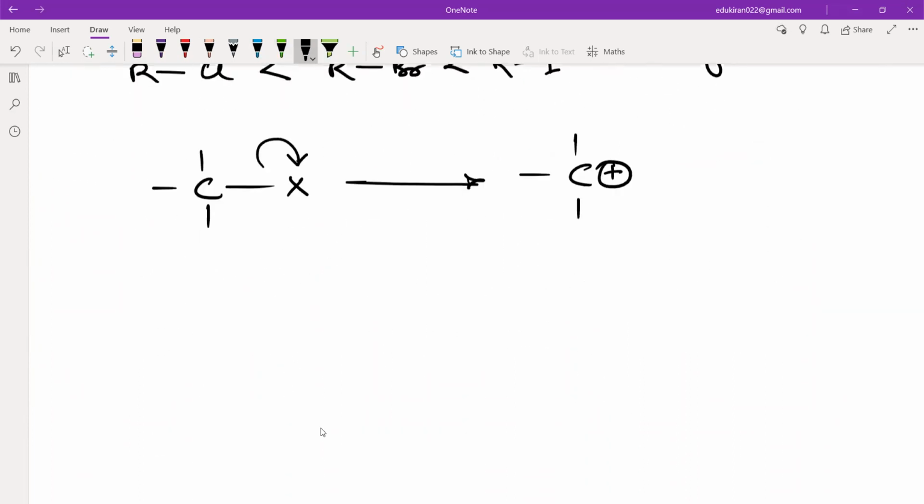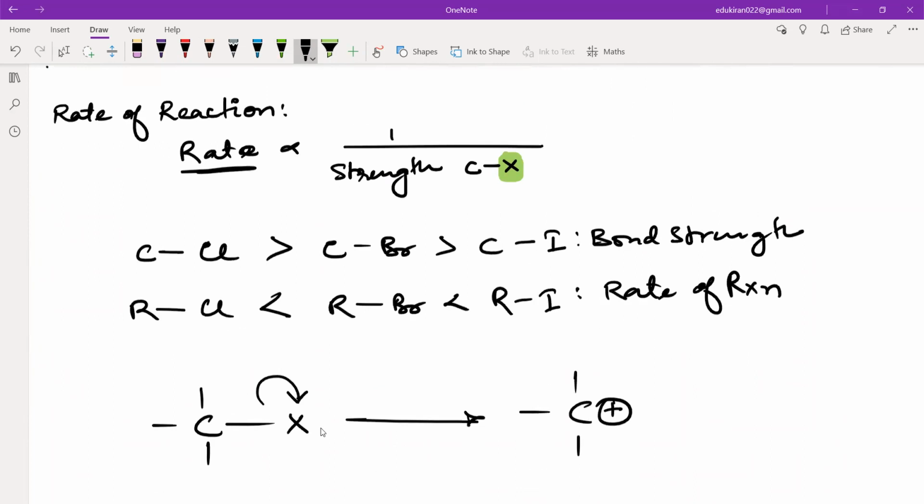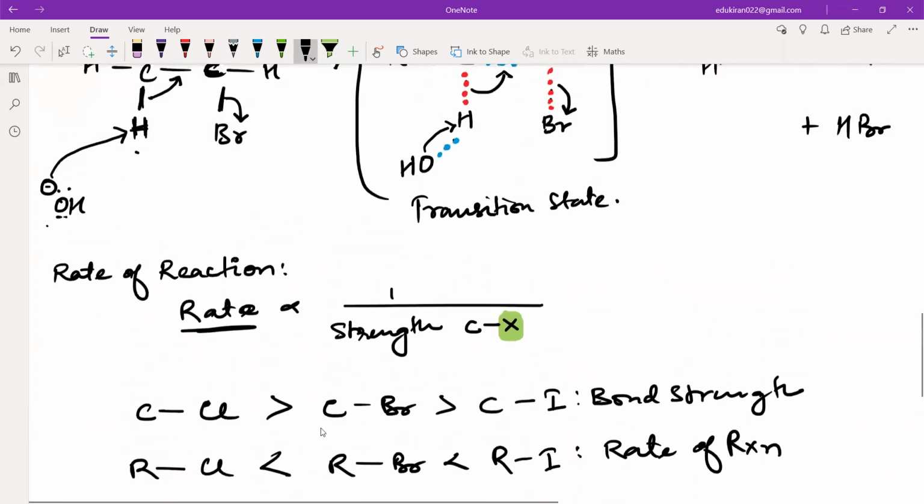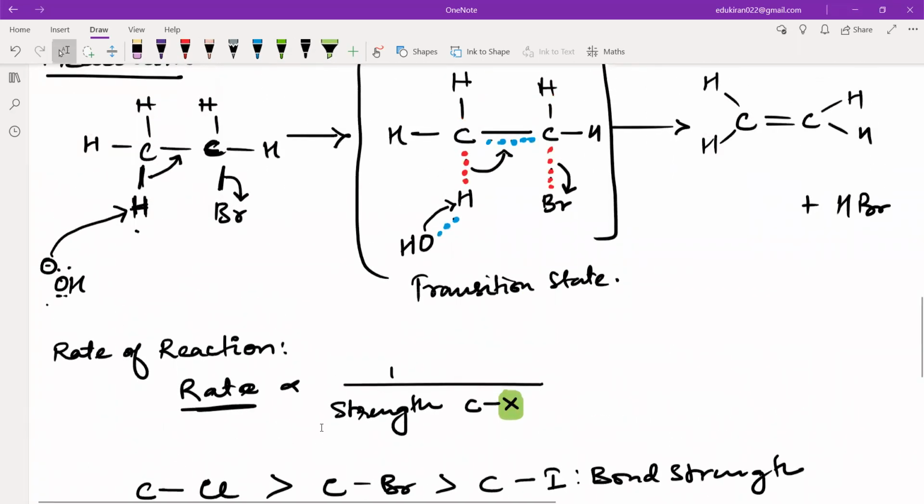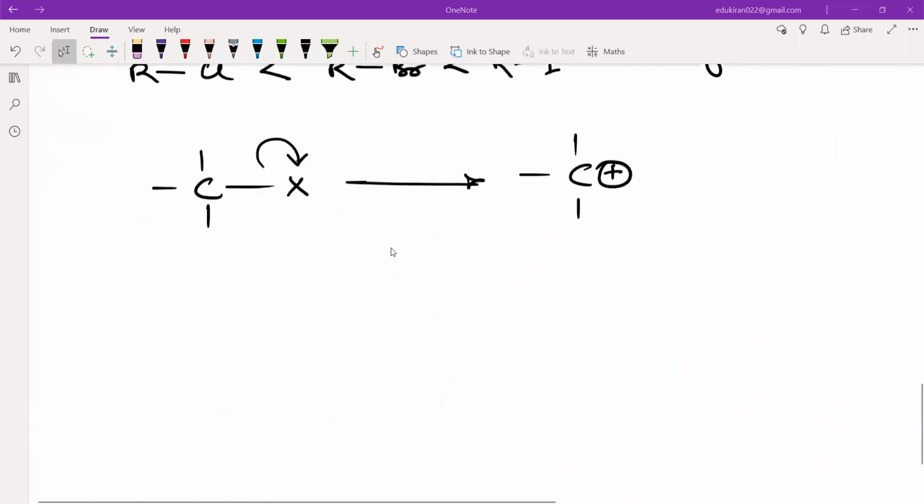Why are we not considering fluorine in the rate of reaction? Fluorine is very strong. The C-F bond is very strong, so generally it doesn't give this reaction. That is why.